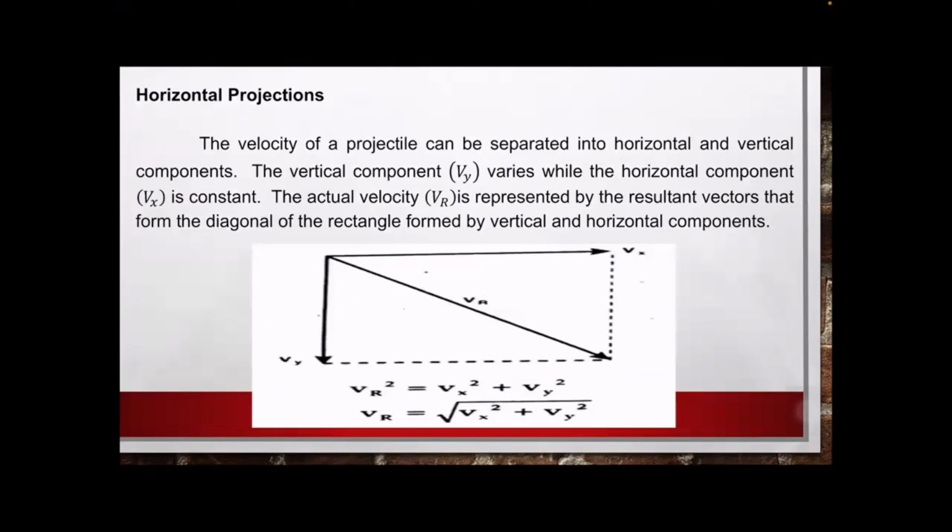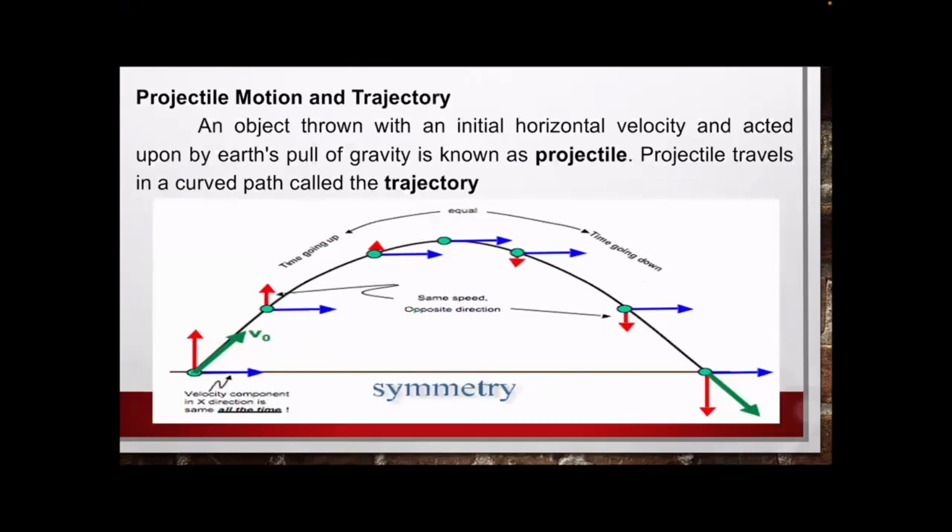Now, we have here the horizontal projection. So the horizontal projection that we will have here, the velocity of the projectile can be separated into horizontal and vertical components. So the vertical component v sub y varies while the horizontal component v sub x is constant. So in this case, kapag sinabi natin dito sa given natin, itong nasa x-axis natin, itong kulay blue na arrow, this is your v sub x. This is a constant. So, hindi siya nagbabago. While yung v sub y, yung red. So, nagbabago siya.